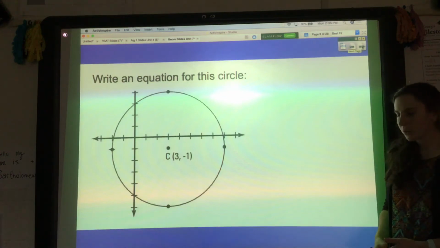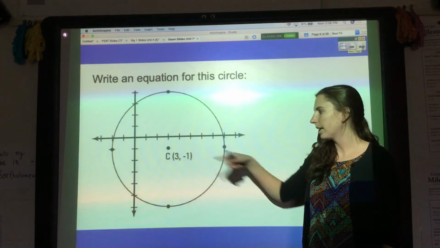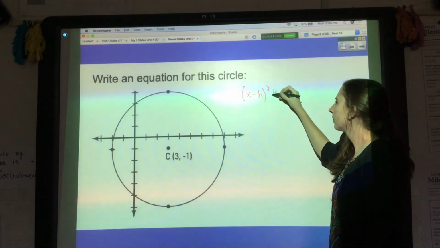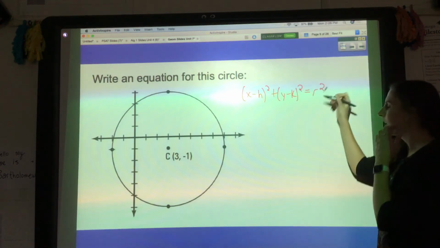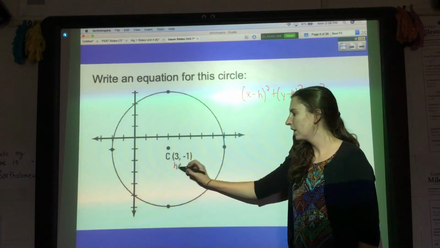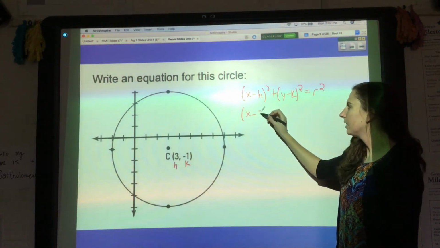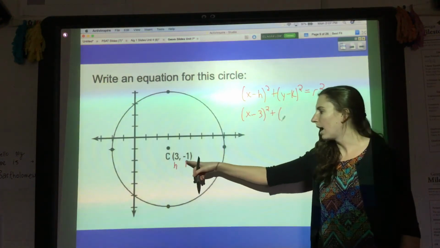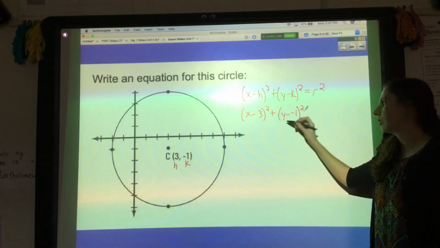All right, let's write an equation for this circle. This circle has a center at 3, -1. So as I fill in my equation, I'll fill in 3 for h and -1 for k. So I'll have x minus 3 squared, and then y minus -1, which turns into just y plus 1.